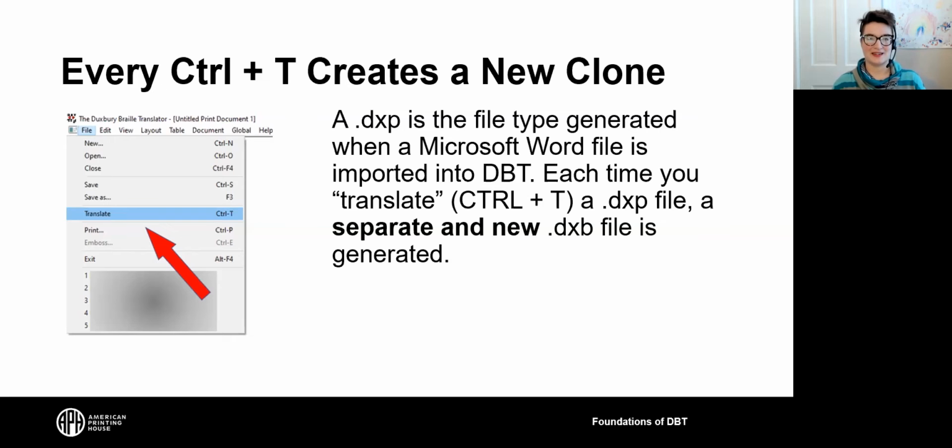So every time we translate, or Control T, we create a new clone, a new Duxbury Braille file, which is separate and totally disconnected from the Duxbury Print file it came from. And when we're done reviewing the Duxbury Braille file, we can just toss it aside and return to our working Duxbury Print file.